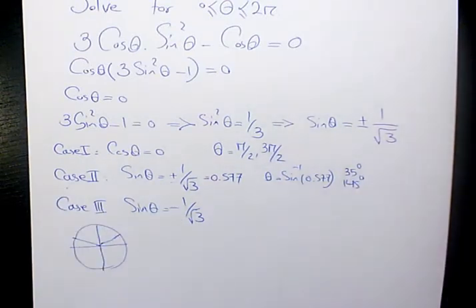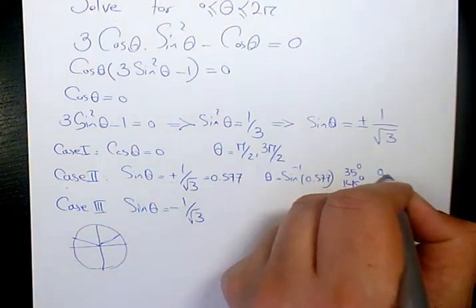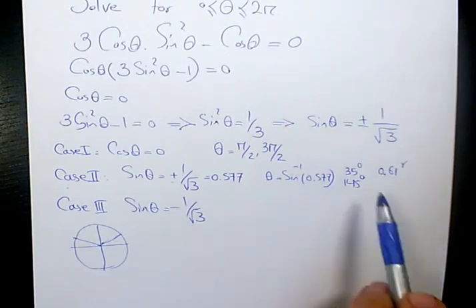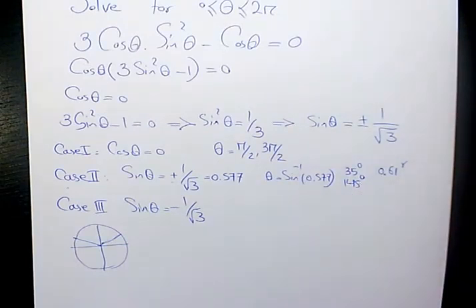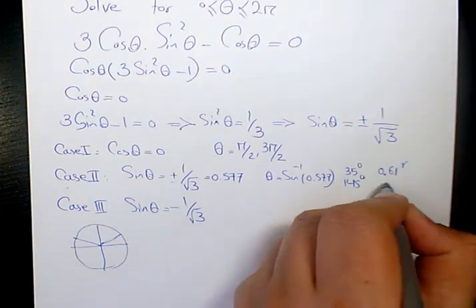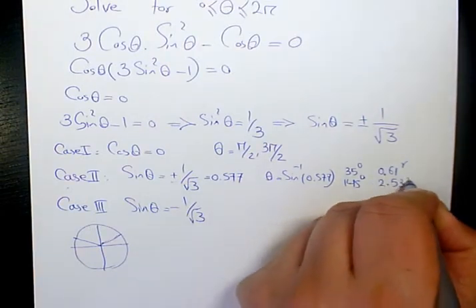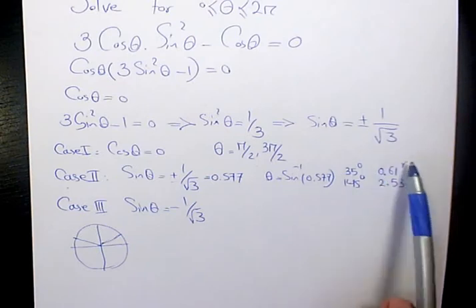Now I want to change it to radian in case you wanted to have it in radian. So I multiply it by pi divided by 180. That makes it 0.61 radian. And the second one, 145 times pi divided by 180. That makes it 2.53 radian. So these are the two answers for case 2.